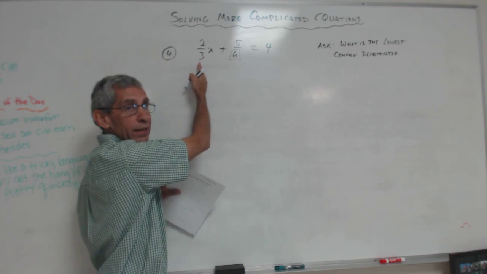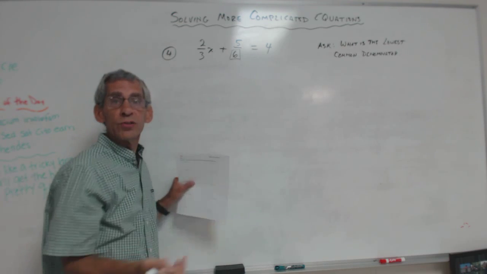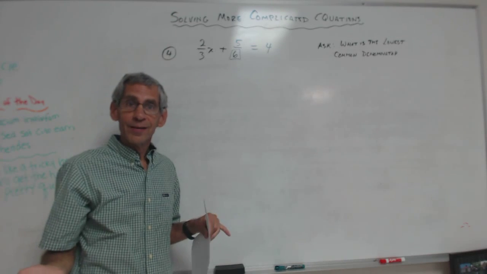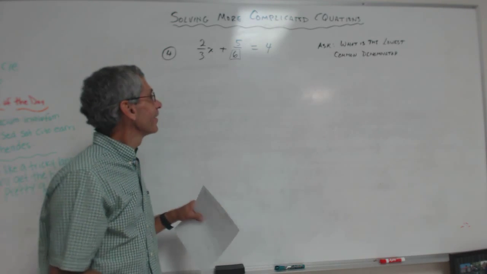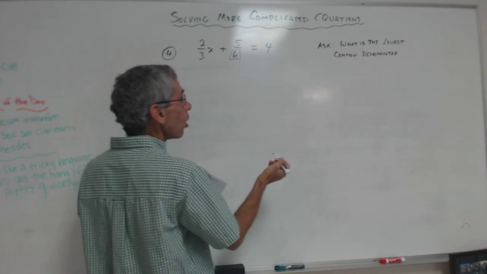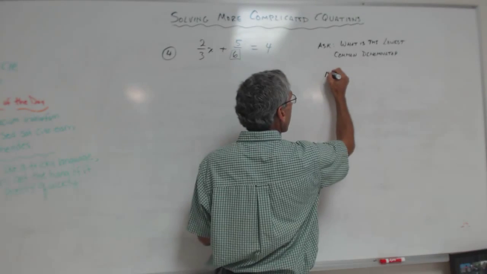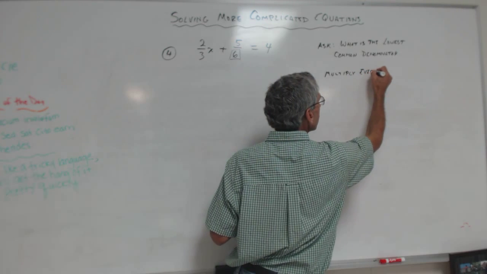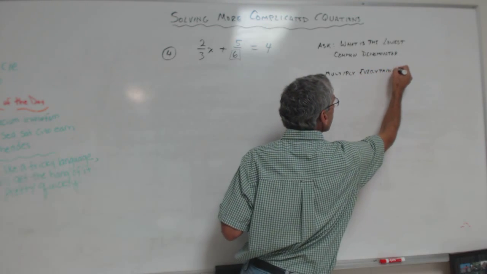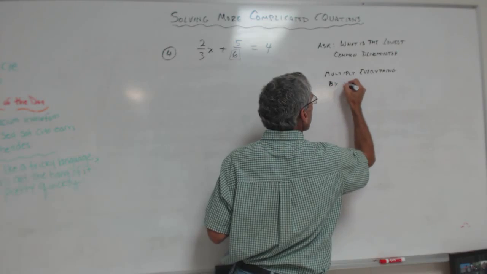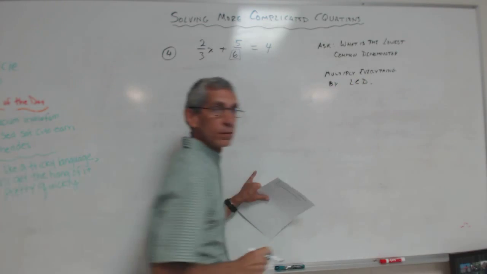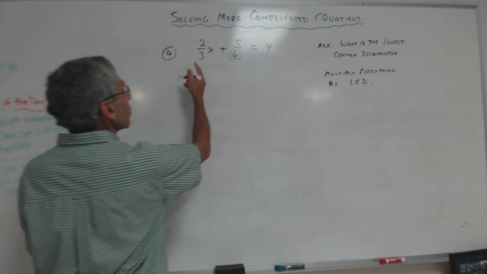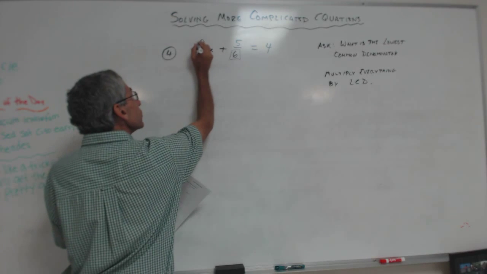Can I multiply 3 times something? Oh, 6 is my lowest common denominator, right? I could change it that way. So then you multiply everything by the lowest common denominator. Okay? So the lowest common denominator is 6. So I'm going to do this.